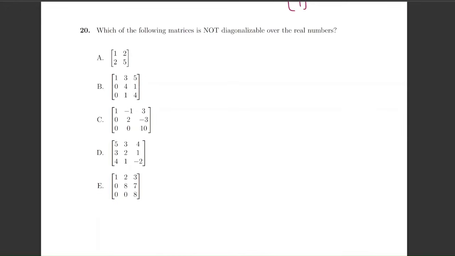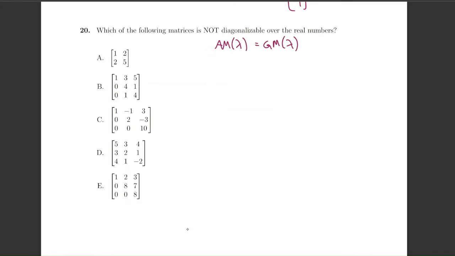Okay, which of the following matrices is not diagonalizable over the real numbers? So how do we know if a matrix is certainly not diagonalizable? We know that a matrix will be diagonalizable if it has distinct eigenvalues. That's the quickest way to check. The other way is to check whether the algebraic multiplicity, or the number of times that the eigenvalue appears in the characteristic polynomial, is equal to the geometric multiplicity, which is just the number of linearly independent eigenvectors that correspond to that eigenvalue.